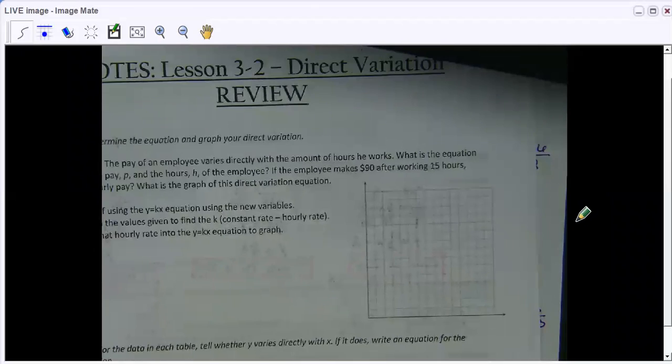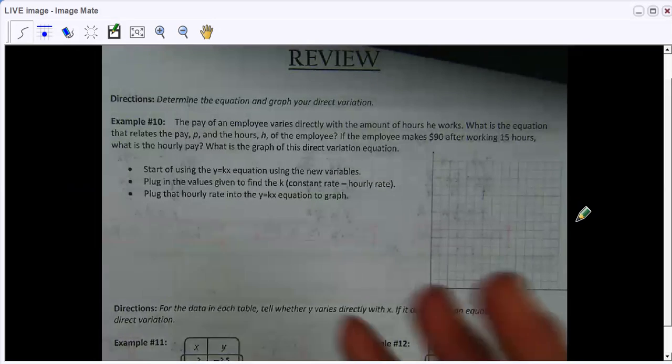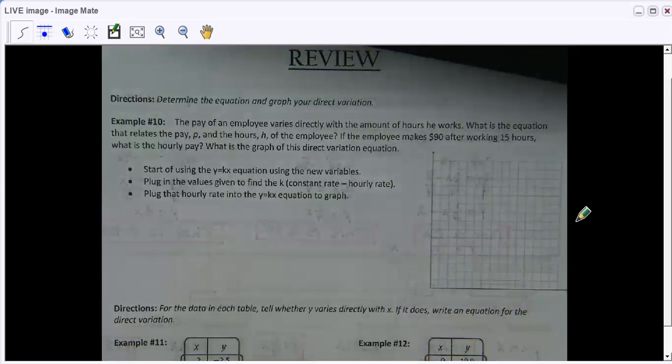All right, on the back, we have 5 more to go. This one's a word problem, and if you follow the way that I solve the direct variation word problems, it shouldn't be too difficult. Probably the most difficult part is coming up with the initial equation.